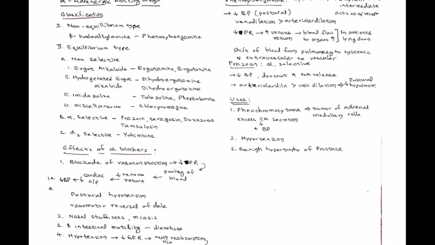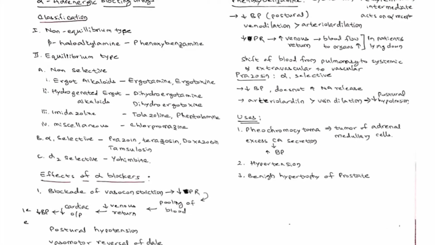In this video, we will be discussing alpha adrenergic blocking drugs. First, coming to the classification of the drugs, it is classified into two main categories: non-equilibrium type and equilibrium type. That means non-competitive and competitive. Non-equilibrium is non-competitive, equilibrium is competitive. Non-equilibrium type includes beta haloalkylamines like phenoxybenzamine.